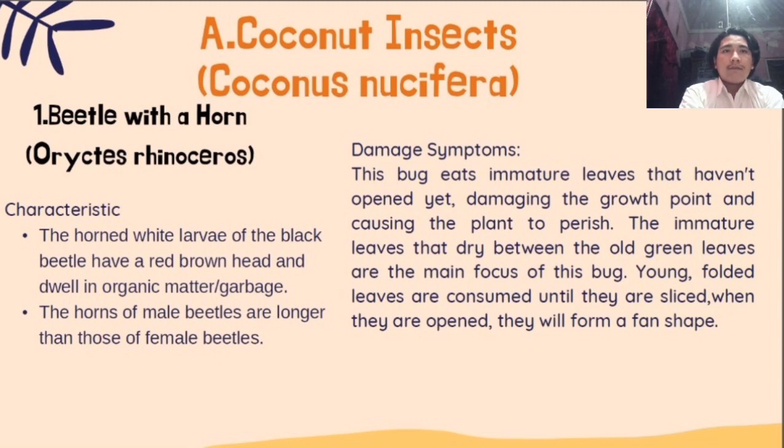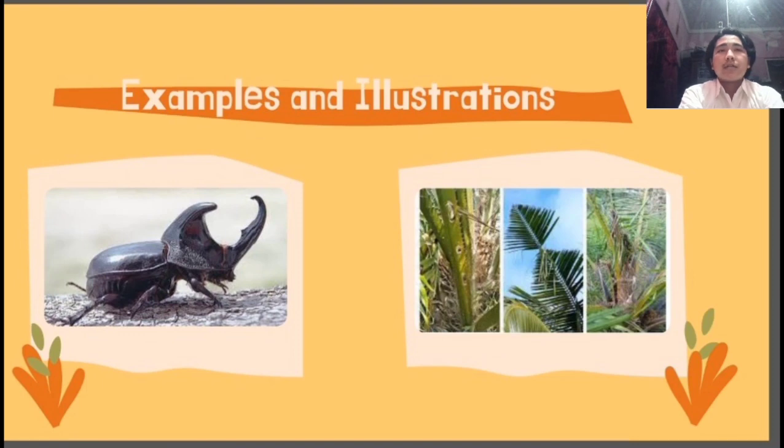Young, folded leaves are consumed until they are sliced. When they open, they will form a fan shape. This is the example and illustration.